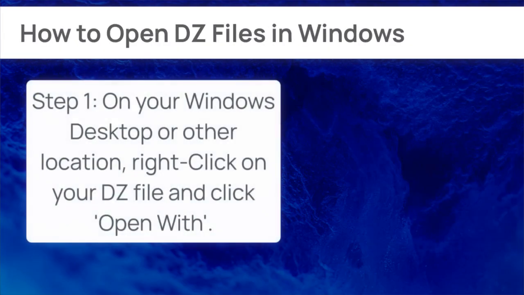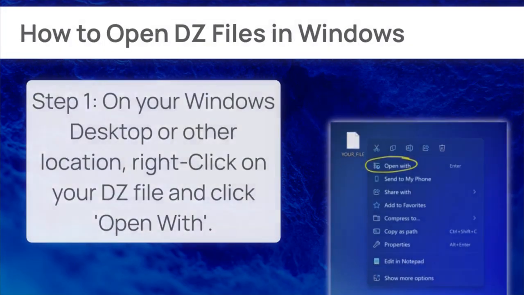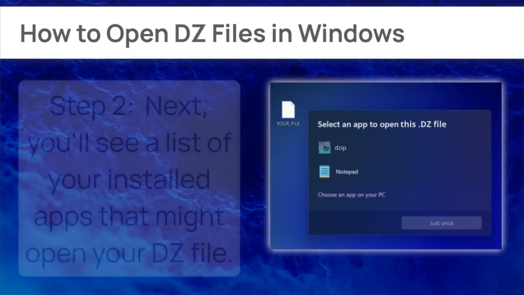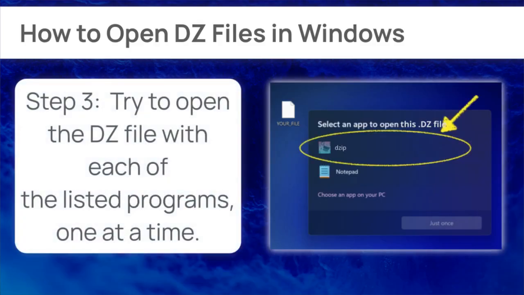To bypass the file reading error, right-click the DZ file and choose Open With. Prioritize Dzip if available. If absent, choose another application. We are searching for the correct file association.